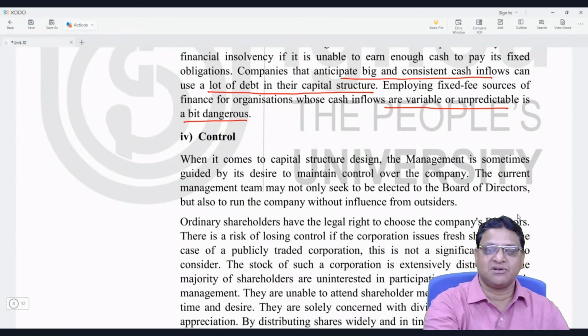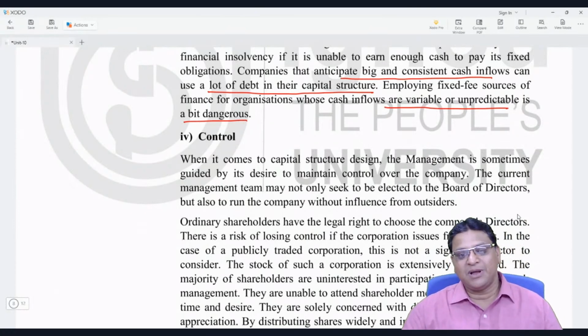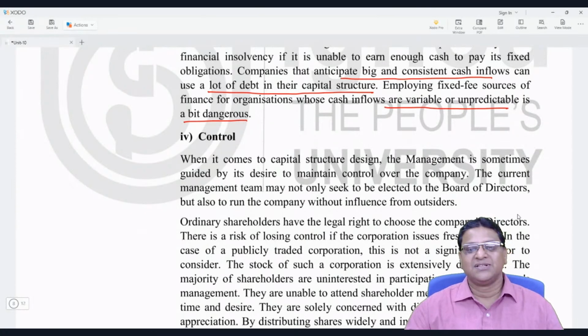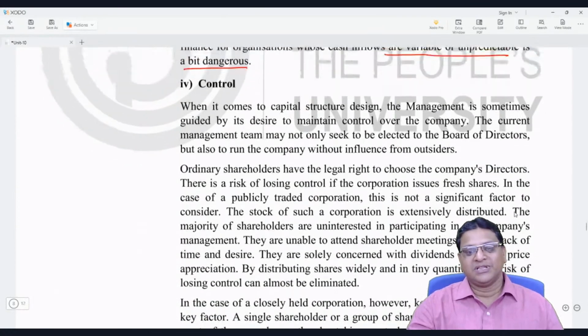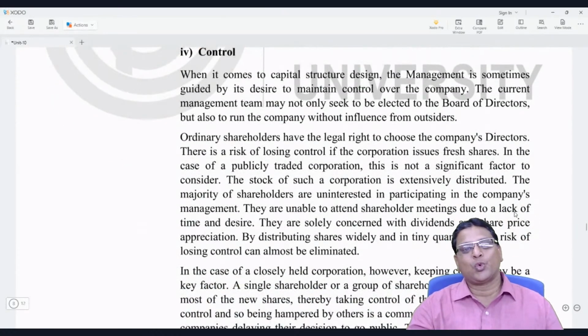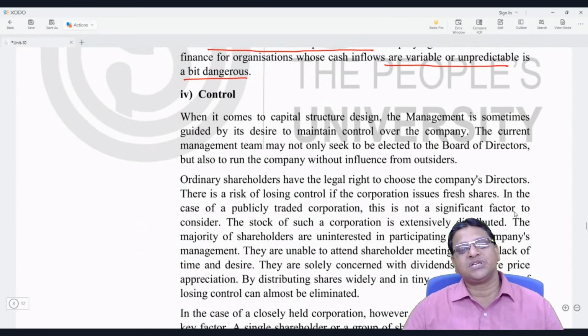So three points we have discussed for designing capital structure. First, EBIT EPS analysis. Next, computation of weighted average cost of capital. Next, the cash flow pattern of the organization. Next point, which we consider while designing the capital structure of the organization, is control. What is control? There are two types of companies. One is the closely held company. What is a closely held company? In case of a closely held company, the family-run company, the number of shareholders is very less. That is known as a closely held company.